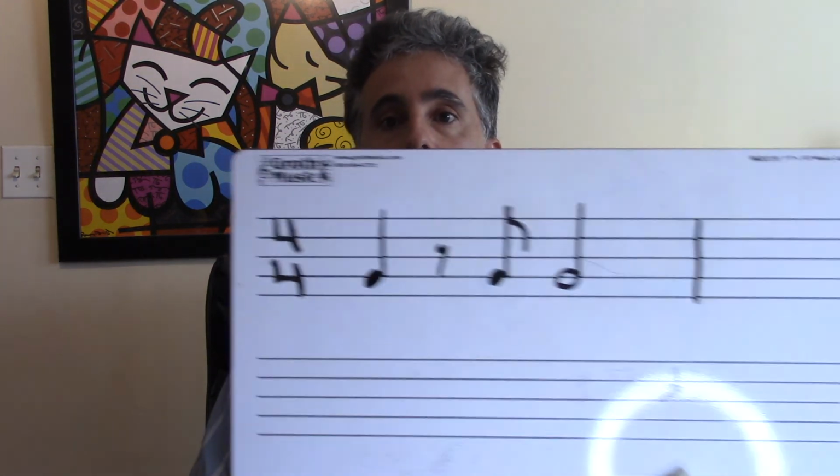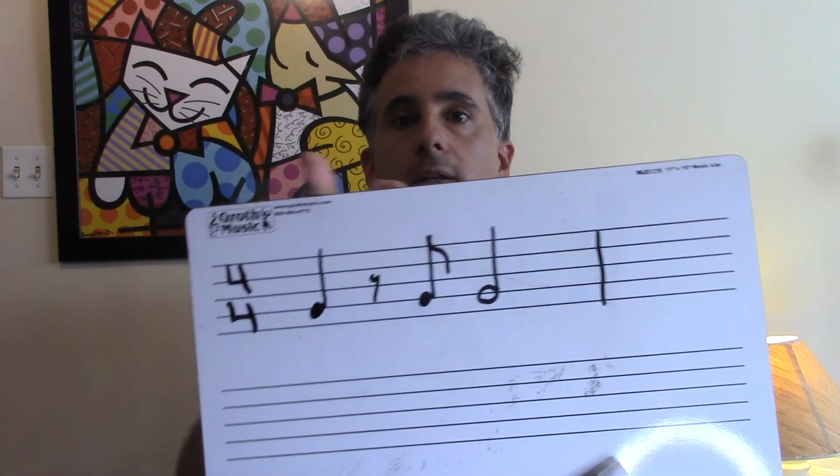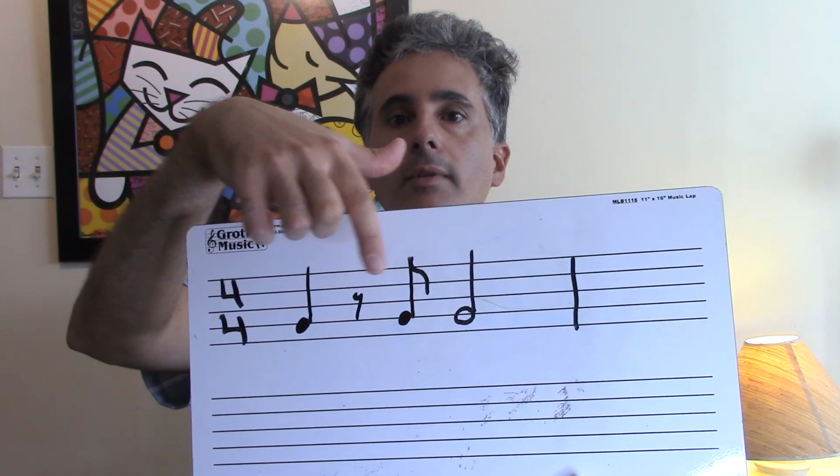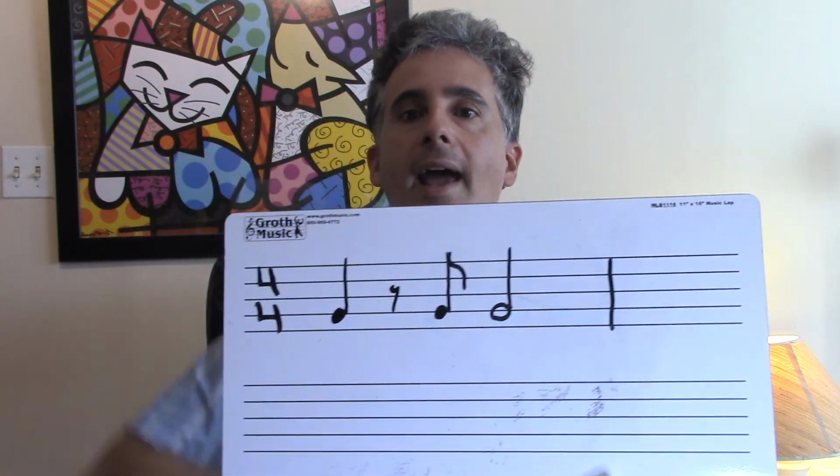All right, time for our quick check. For this quick check, you're going to need some staff paper and a pencil, because I have a rhythm here and I want you to copy it down. This rhythm is very simple. I have a quarter note rest, an eighth note rest, an eighth note by itself, and a half note.